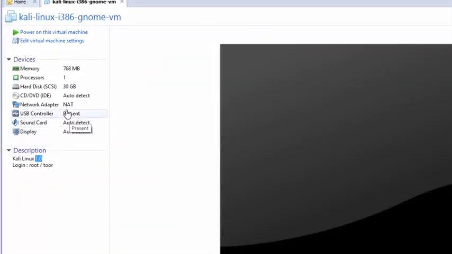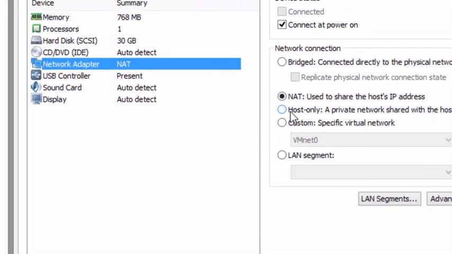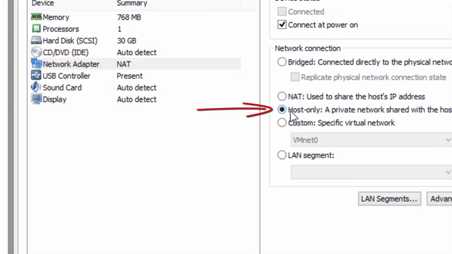I want to just quickly talk about the network adapter. This is very important for you as a penetration tester or security reviewer. Here you have mainly three options. Host only, that means that your network is going to be just local. You can talk between VMs and even with the host. And I'm going to do a stop here.